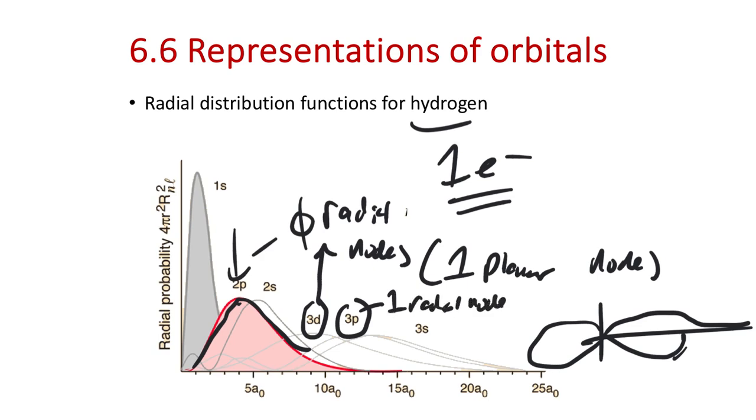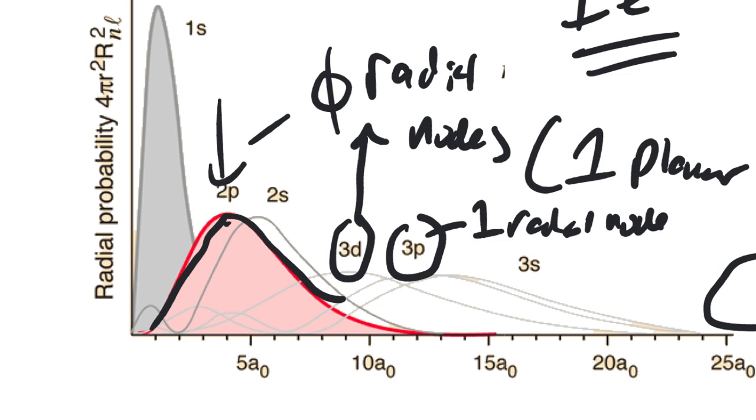And we can almost see it. It's really hard to see which one's which, but I think this is the 3p, and it has this one node there. So, if you know the 2p has 0, then you know the 3p has 1 radial node.